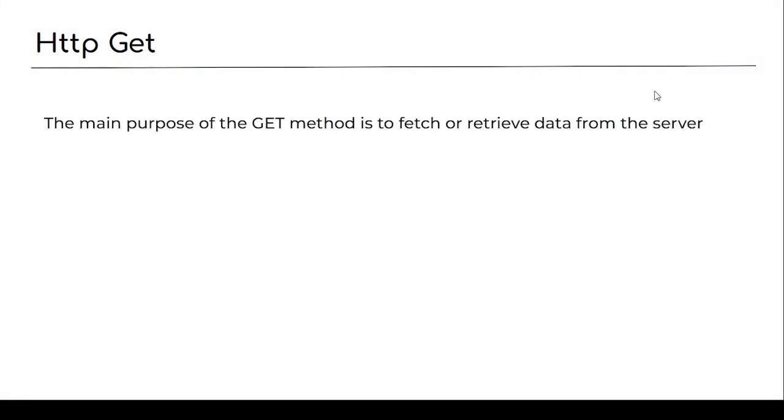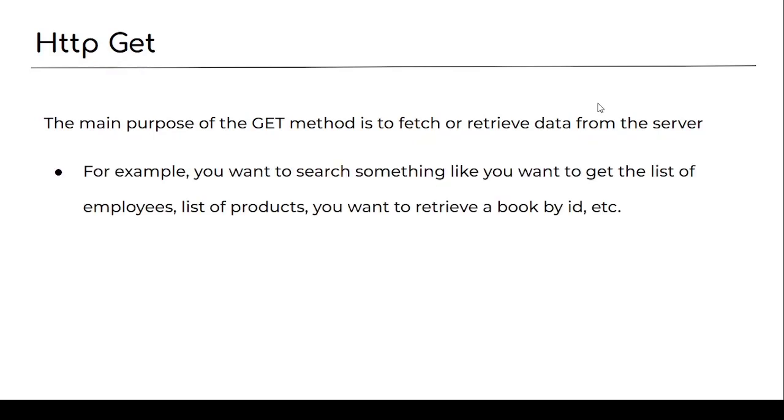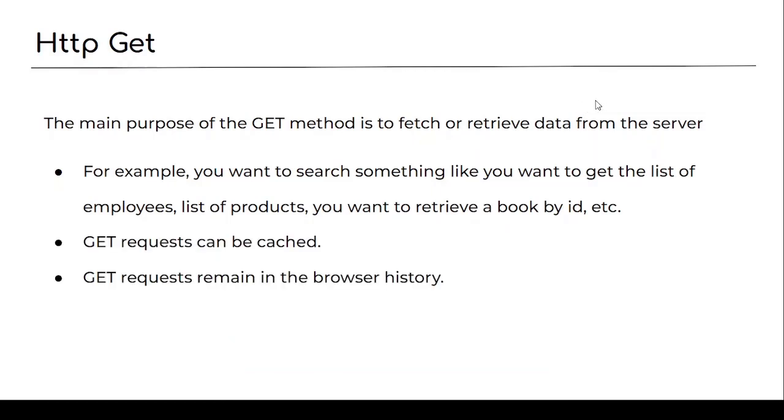The first one is HTTP GET. The main purpose of the GET method is to fetch or retrieve data from the server. For example, if you want to get the list of employees or list of products, or you want to retrieve a book by ID, in this case we use the GET method. A GET request can be cached, and the GET request remains in the browser history.